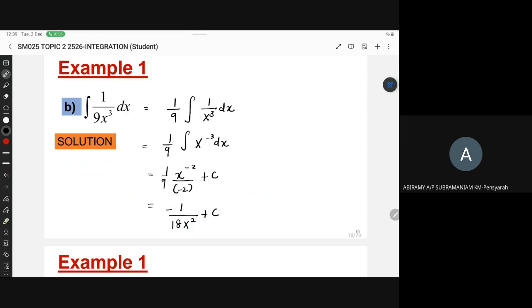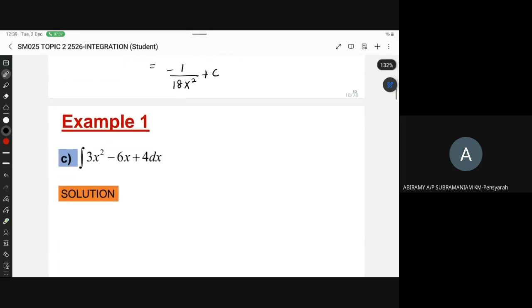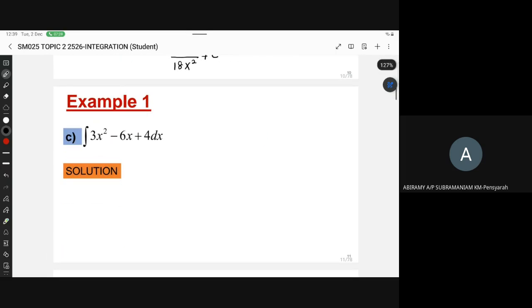For the next example C, integrate 3x squared minus 6x plus 4 dx. Since this involves addition and subtraction, we can always integrate all this separately. So we can integrate 3x squared as 3x cubed over 3, and negative 6x as negative 6x squared over 2, and plus 4x. When we integrate a constant, we get 4x plus c.